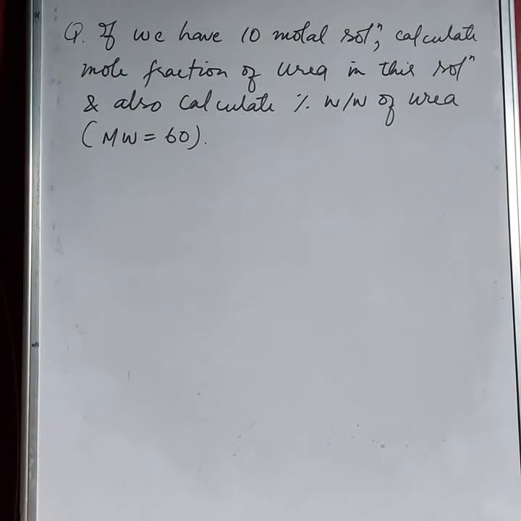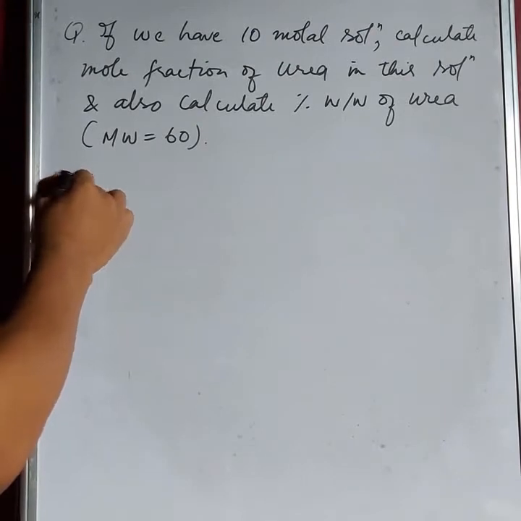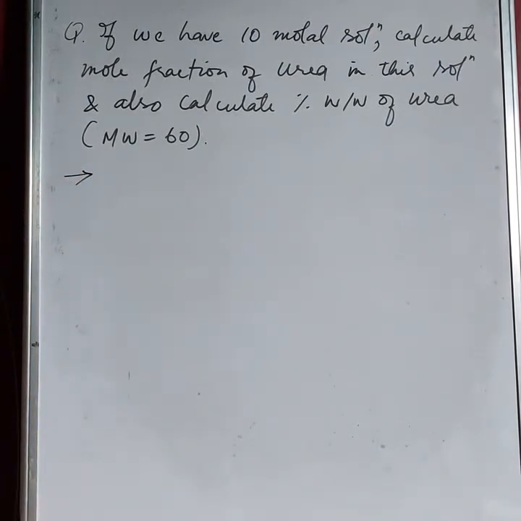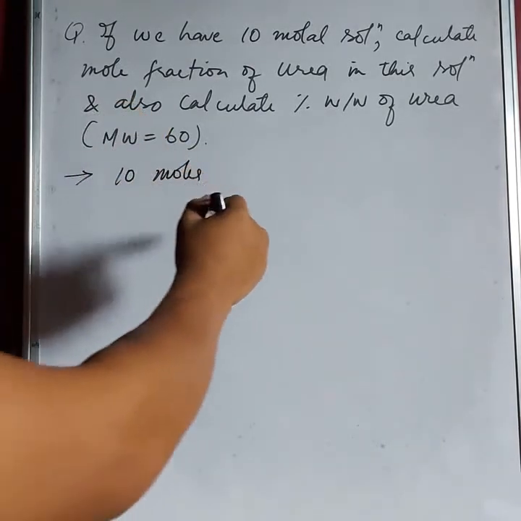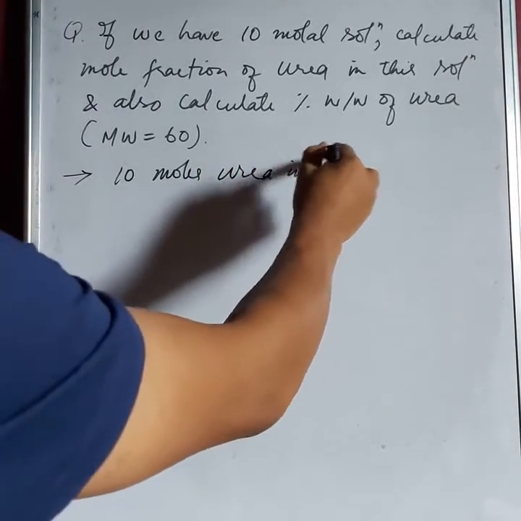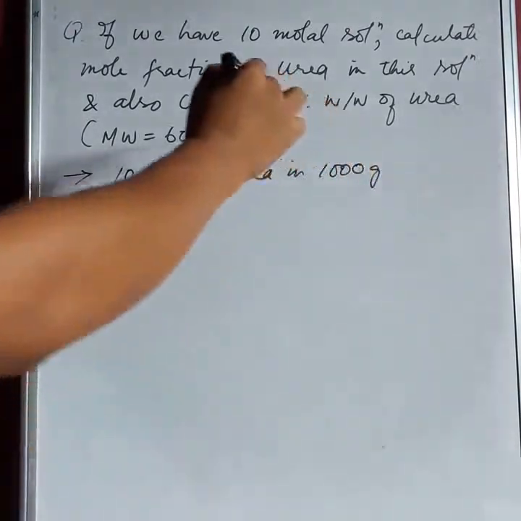Okay, let's try to solve this problem. So they've given us a 10 molal solution. We're asked to calculate the mole fraction of urea and the percentage of weight per weight of urea. So they have given us 10 moles of urea in 1000 grams of water.